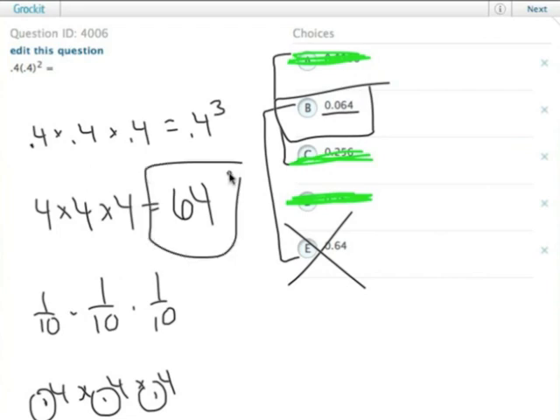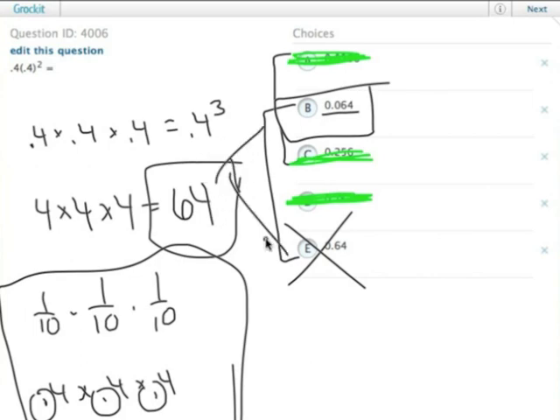And since we already knew it ended in 64, even if you couldn't remember this part here, you had a 50% chance of guessing just by figuring out that 4 times 4 times 4 equaled 64. Anyway, choice B is the correct answer on this one.